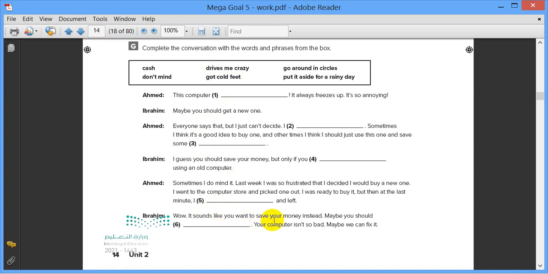Ibrahim: Whoa, it sounds like you want to save your money instead. Maybe you should put it aside for a rainy day. Your computer isn't so bad. Maybe we can fix it. So, here, put aside for a rainy day.